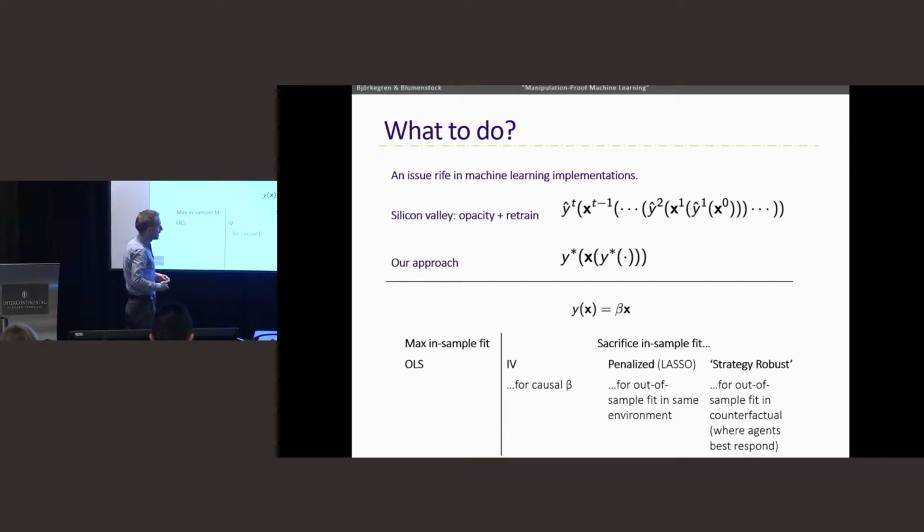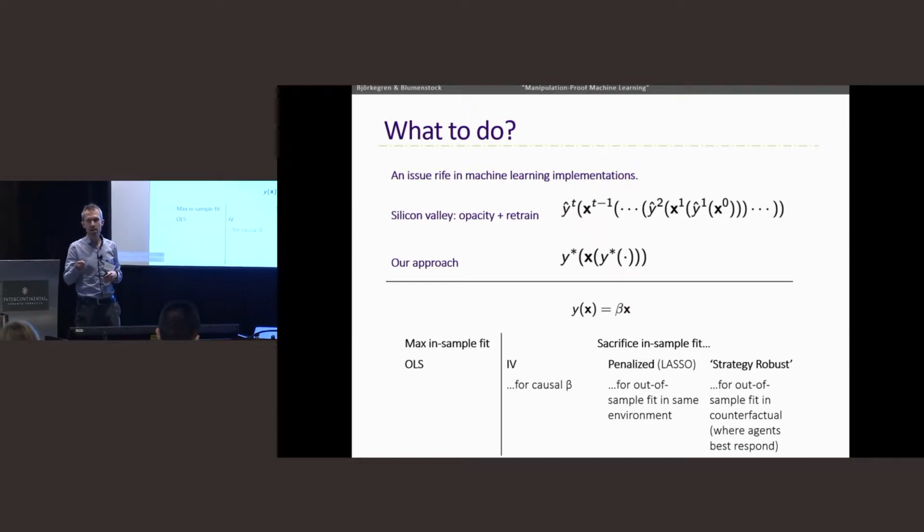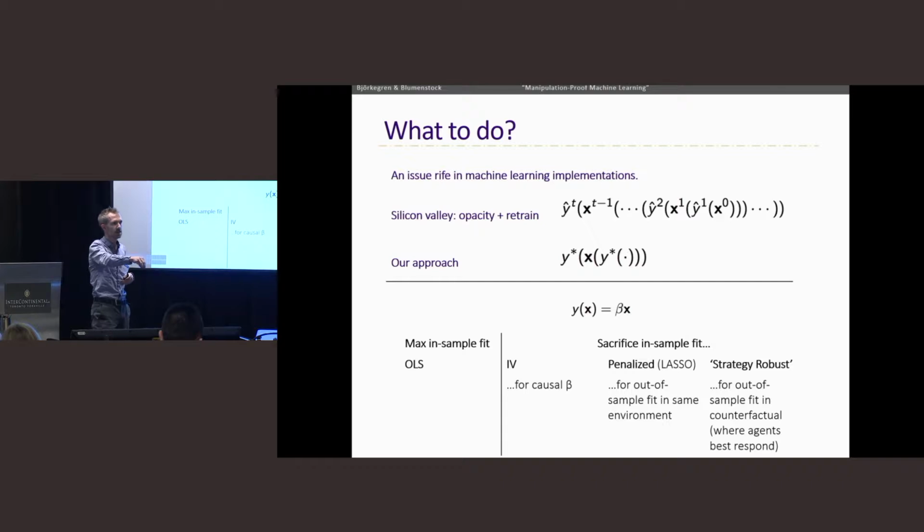Our notion of fit here, we're going to call strategy robust. And we want to maximize out of sample fit not from the same environment, but in a counterfactual world where this decision rule is implemented, used to make decisions, and manipulated against.